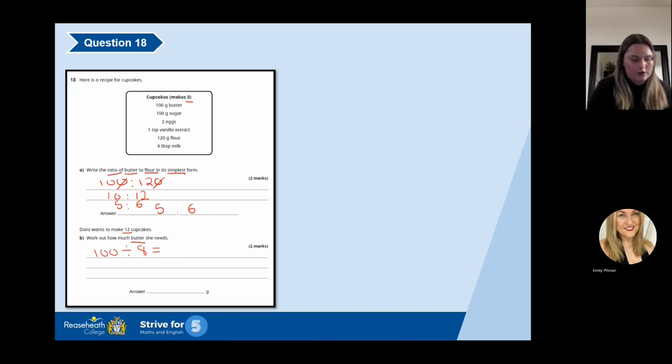So 100 divided by 8 on the calculator gives me 12, oh sorry, 12.5. I can then times that by 12 to give me the answer, which is 150. So first of all, find it out for 1 cupcake by dividing by 8, and then times it by the amount that we want.